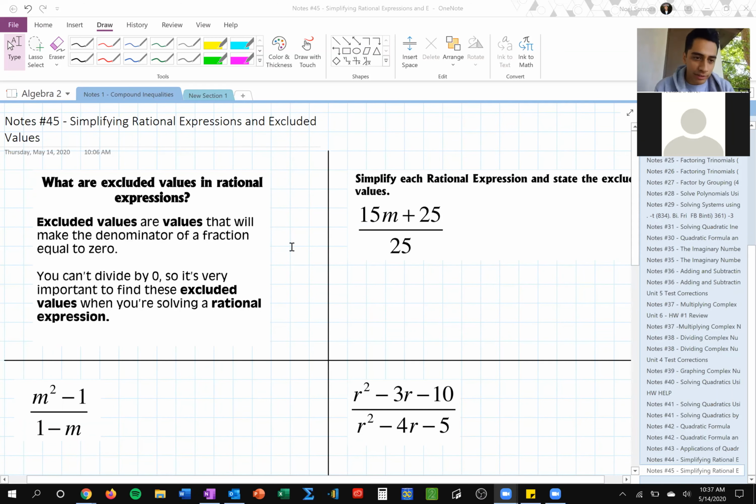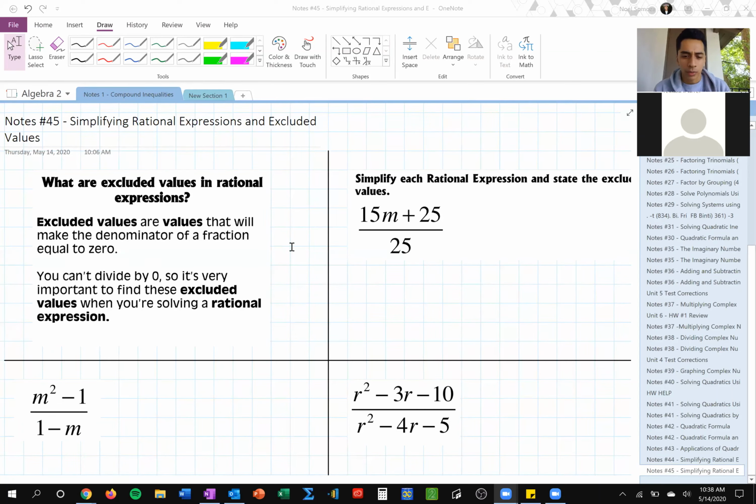All right, so just like I mentioned before, what are excluded values in rational expressions? Excluded values are the values that will make the denominator of a fraction equal to 0. Typically, whenever there is a variable in the denominator, we need to be careful because there is a number that variable can take that will make the denominator 0. So we want to make sure not to use that. We want to exclude it, and that's why we call it an excluded value.